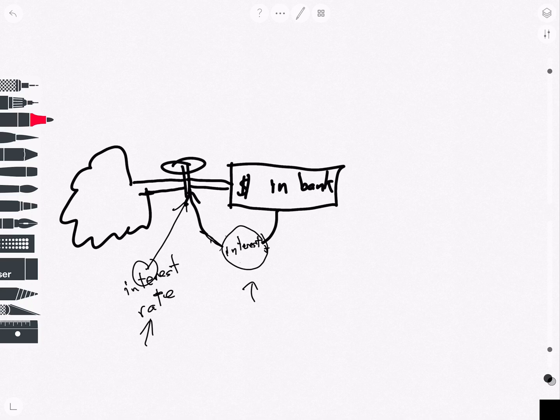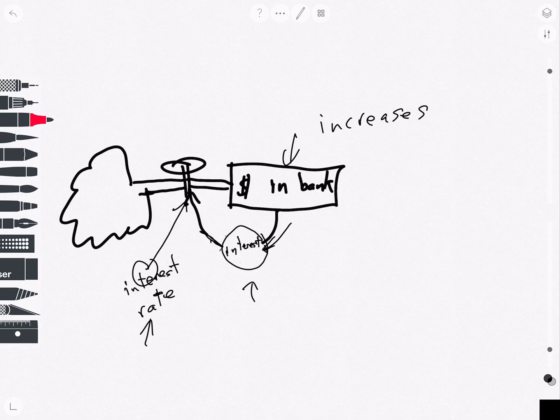And that would then control the amount that's going back into the bank, which would cause more interest to form, and you'd get more money in the bank. And it would keep going like that, such that this thing increases.